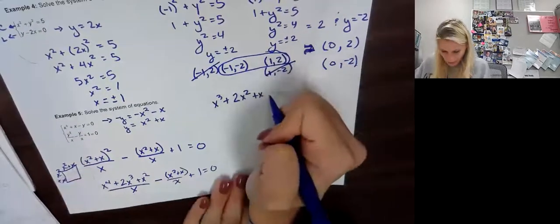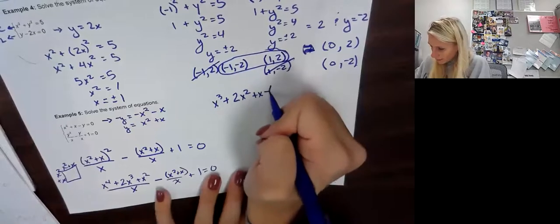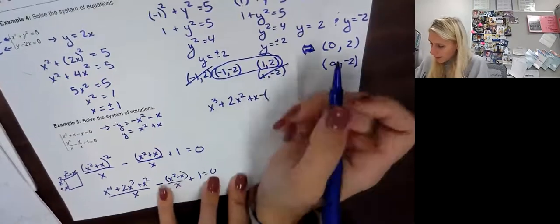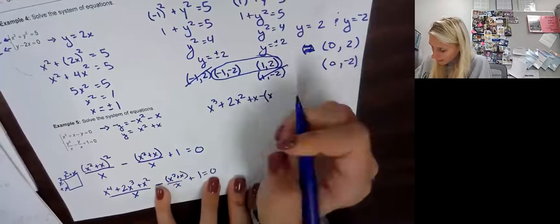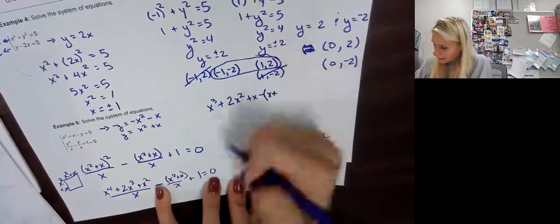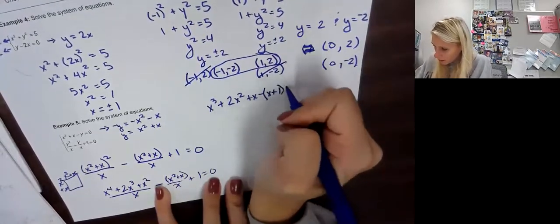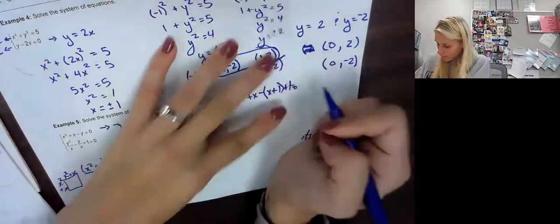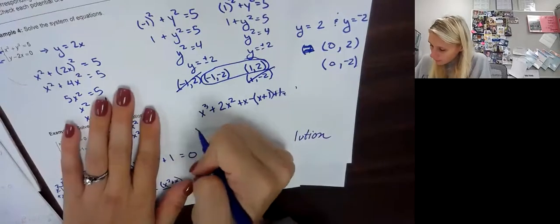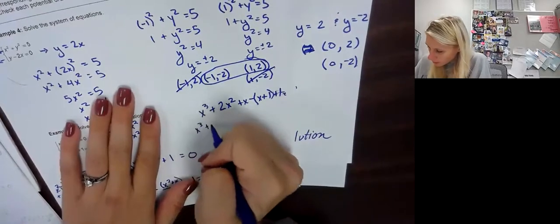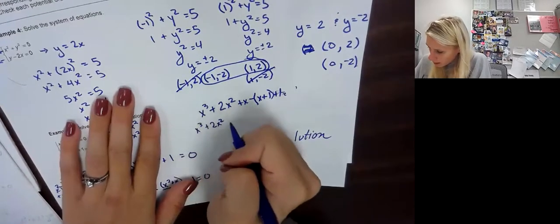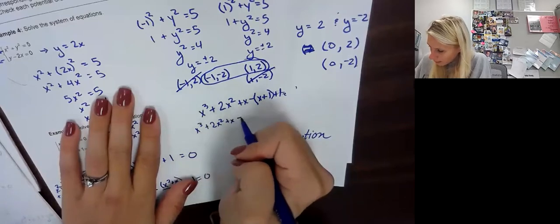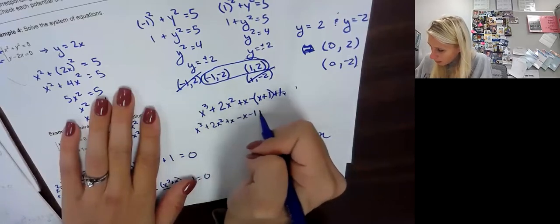And then I have minus. Now I'm going to keep this in parentheses. X squared divided by x is x. Plus x divided by x is 1. Equals 0. Okay. Now let's distribute that. X cubed plus 2x squared plus x. That's going to be minus x minus 1 plus 1.